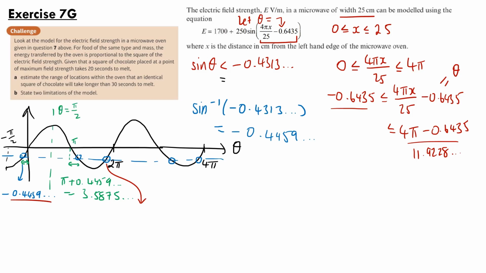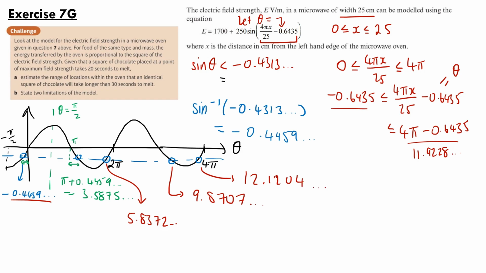Okay, and the third solution then is going to be 2 pi on from the first solution. So 2 pi minus 0.4459 gives us 5.8372. Then this one here is going to be 2 pi on from the second solution. So 2 pi plus 3.587 gives us 9.8707. And then finally, this last solution is going to be 4 pi on from the first solution. So 4 pi minus 0.4459 gives us 12.1204.